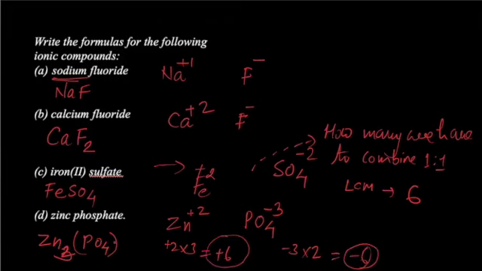So Zn3(PO4)2. Like that. So that's our formula for zinc phosphate. As you can see, it is becoming complicated as we are going along.